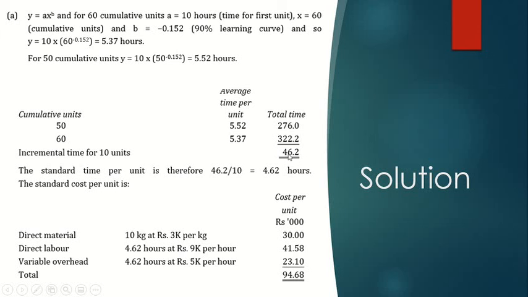So what you want to do is divide the time requirement for the fourth quarter by the output of the fourth quarter, 10 units. So we can find 4.62 will be the time requirement for 1 unit in the fourth quarter. In the fourth quarter the time requirement for 1 unit will be 4.62 hours. So you can apply this 4.62 and find the cost per unit in the fourth quarter.